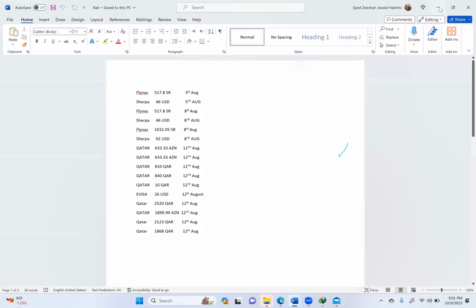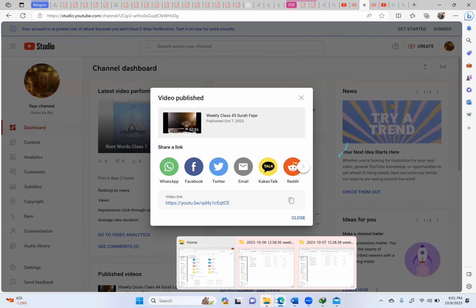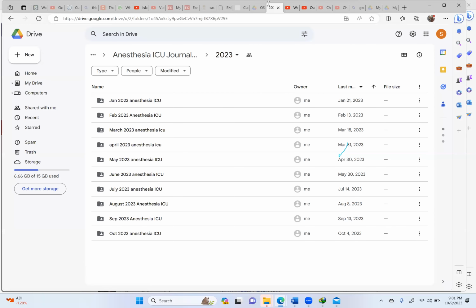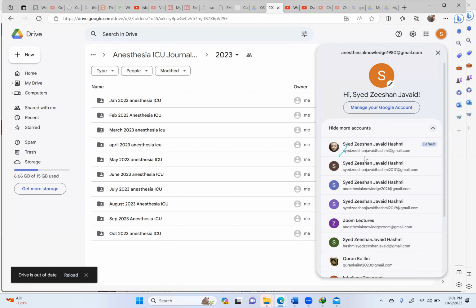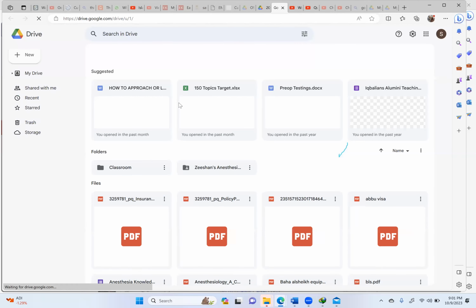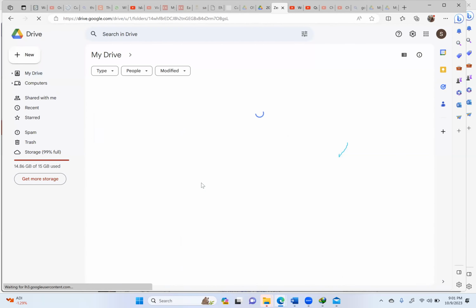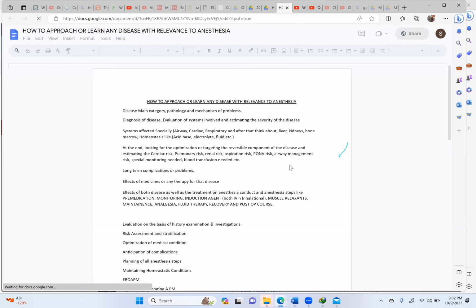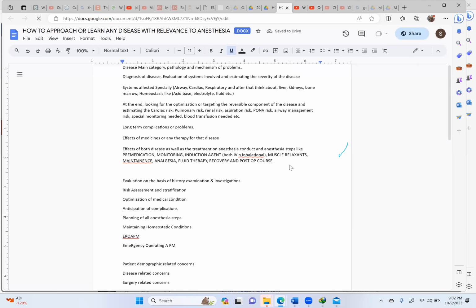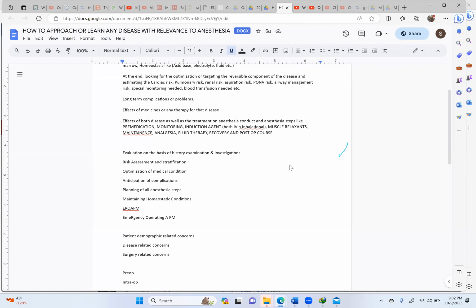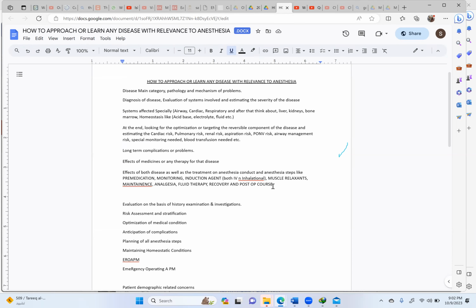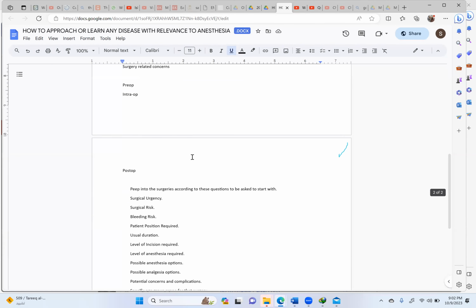I will just show you one document. I have shared this document a number of times, but let's have a look at it again. I'm not saying that this is the only way to target a viva, but if you do it like that, it will be very easy for you to answer the question, whether it is a table viva, a long case, or anything. So related to disease, we discuss the surgery.